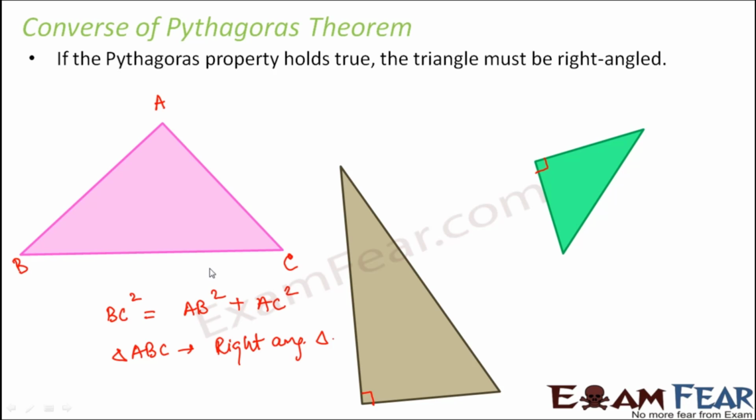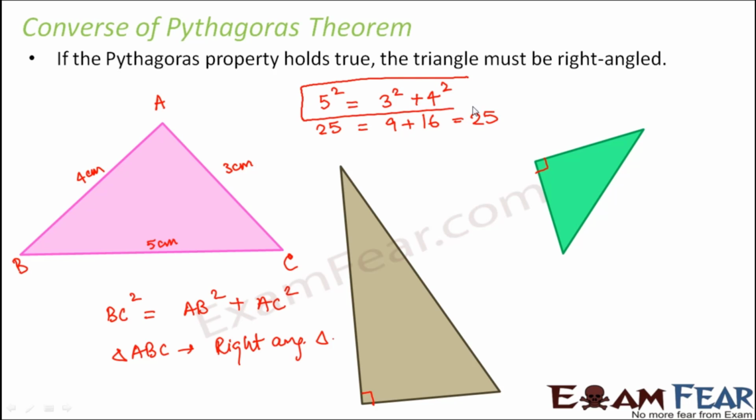Let's say that you have this triangle where the dimensions are given as 5 centimeter, 4 centimeter and 3 centimeter. Now you have to determine whether it is a right angle triangle or not. So what you do, you just see if 5 square is equal to 3 square plus 4 square. So 5 square is 25 and this is 9 plus 16, which is 25. Now since this holds true, that means this is a right angled triangle.